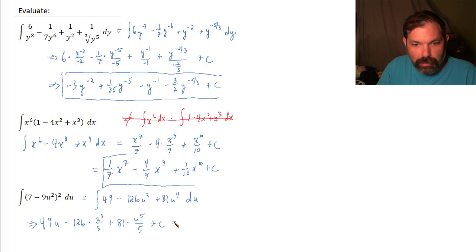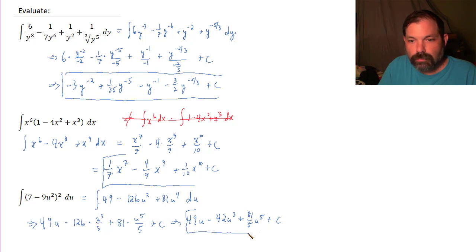Maybe clean this up a little bit. I would write 49u minus 126 divided by 3. That's divisible. 126 divided by 3 is 42, minus 42u cubed. 81 over 5, that's not divisible. I would just leave the fraction. 81/5 u to the fifth plus a constant. And that's what I would write.